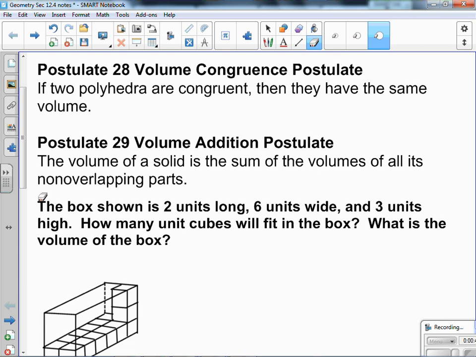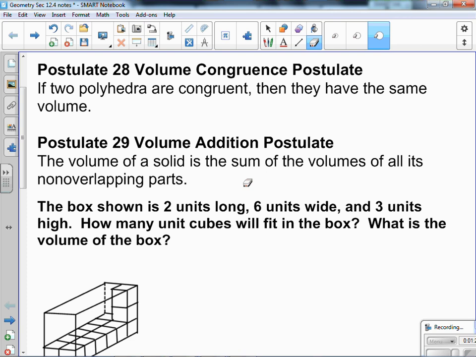Postulate 29, the volume addition postulate, just like all of the other addition postulates, says the volume of a solid is the sum of the volumes of all its non-overlapping parts. All an addition postulate is telling us is that a big figure can be made up of smaller figures that we add together, and so we can take the measures of those smaller figures and add them together to equal the bigger figure. And so that works with volumes as well. Take a bunch of small parts, find their volumes, add them together, and have the volume of a larger figure.